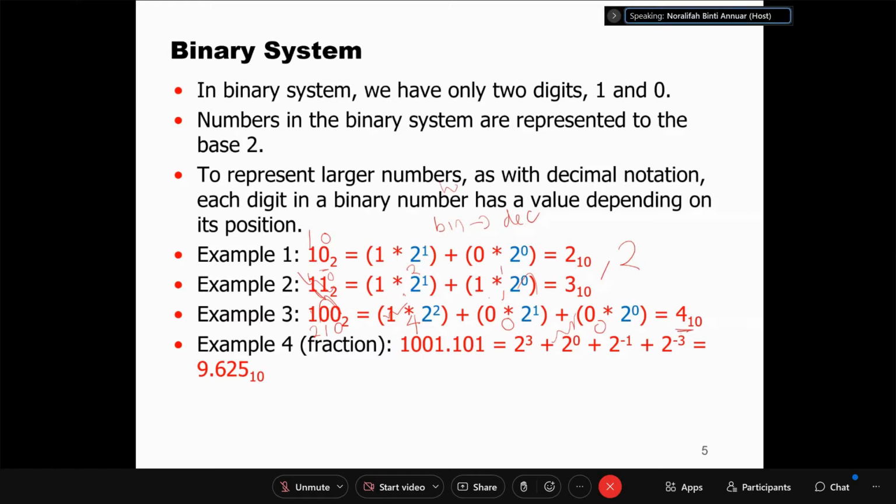Macam tu je. And now it's a fraction. Same thing guys. Now adalah fraction kan. Sama juga. Know the position. This is the position of 1, 2, 3, depending on how many digit you have here. Kalau ada 4 digit, 4 position. Kalau ada 6 digit, 6 position kan. So here, what about this one? What is the starting position? Kalau fraction, starting position dia apa?